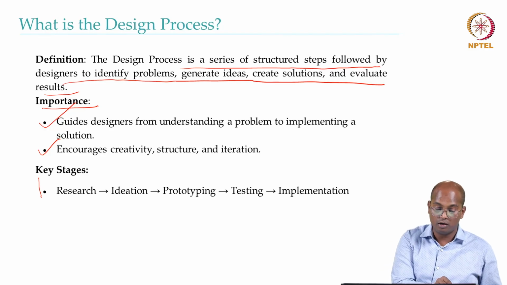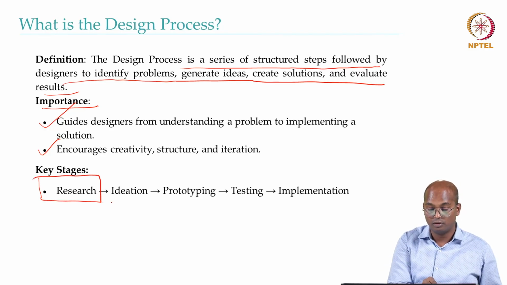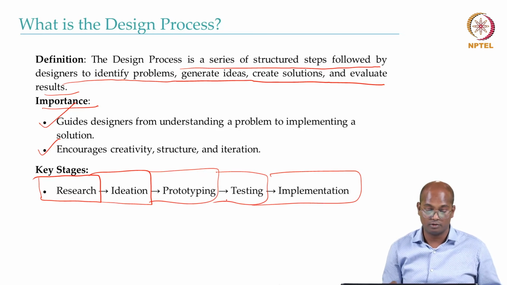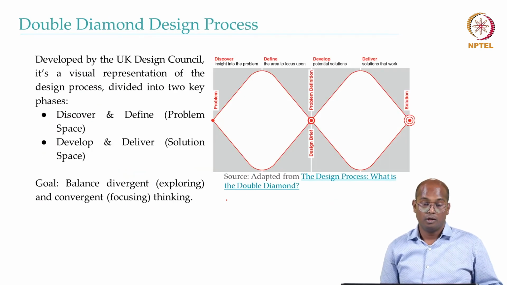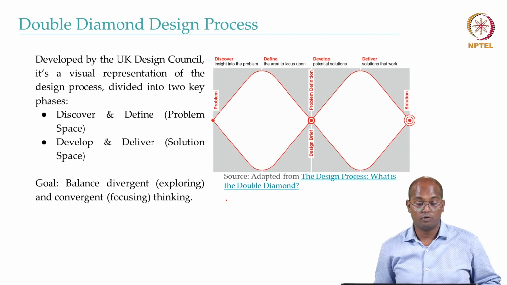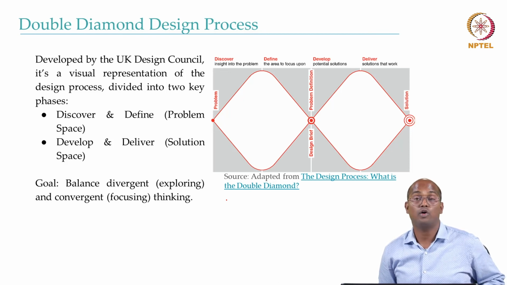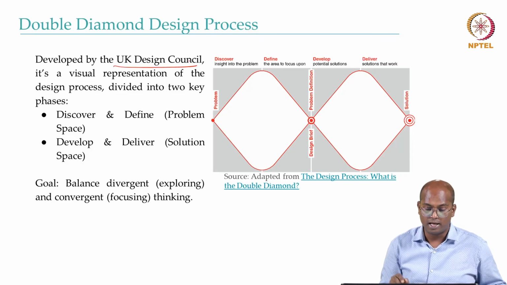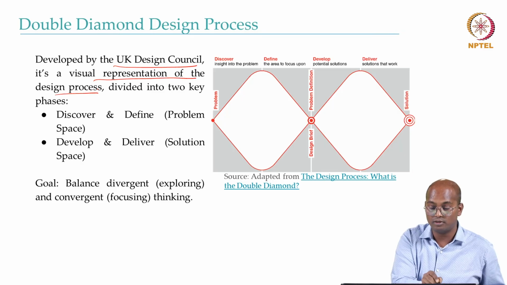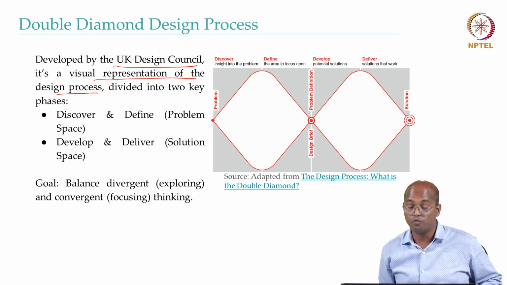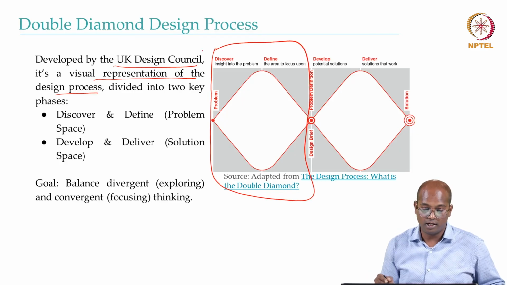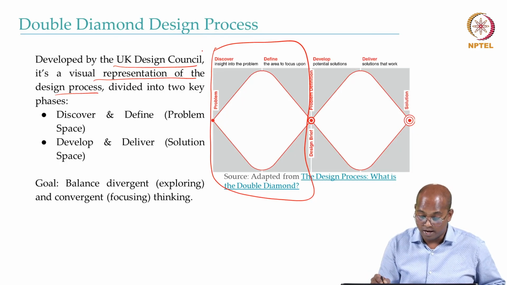So the key stages involve research, ideation, prototype, testing, and implementation. This is one of the well-known and quite popular design processes, called the Double Diamond design process. It was developed by the UK Design Council, and this is the visual representation of the design process, which is primarily divided into two phases. The first phase is called discover and define, and the second phase is called develop and deliver.